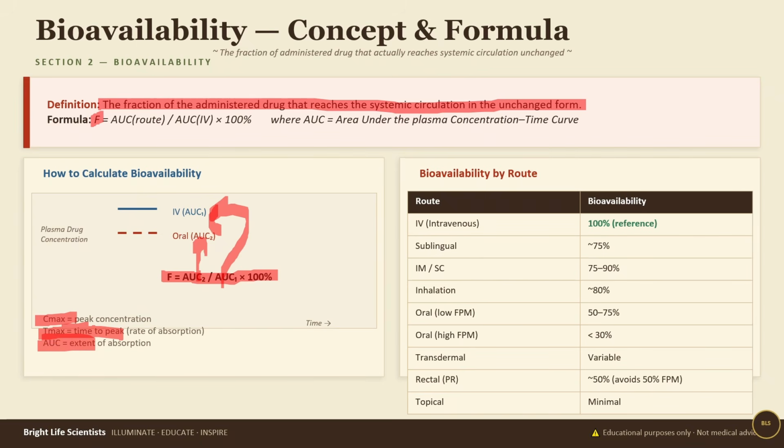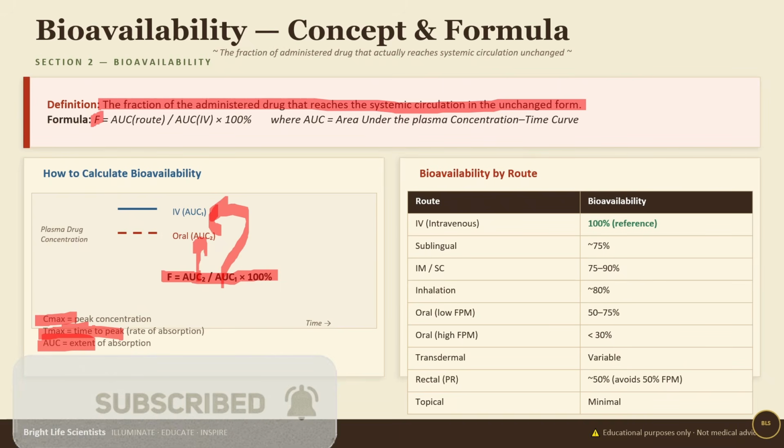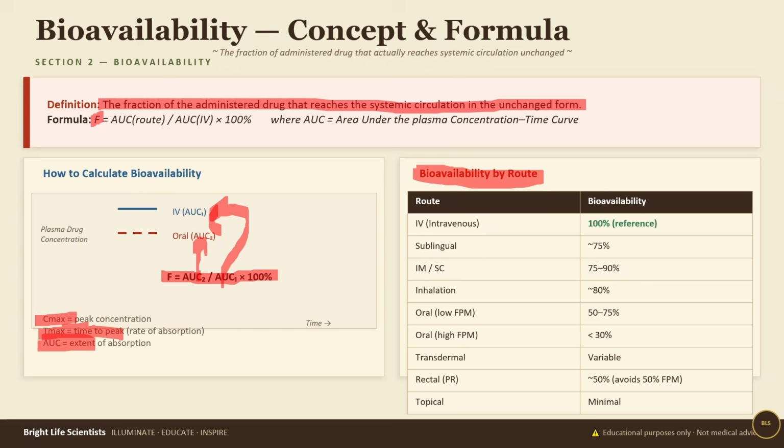Then here there is an important table that shows the bioavailability of different routes. You can pause, take a screenshot, and read about it. It is a very important table, by the way. Sometimes they bring these options in MCQs where they ask you the estimated bioavailability of each route.